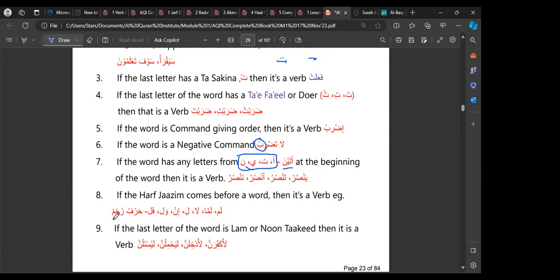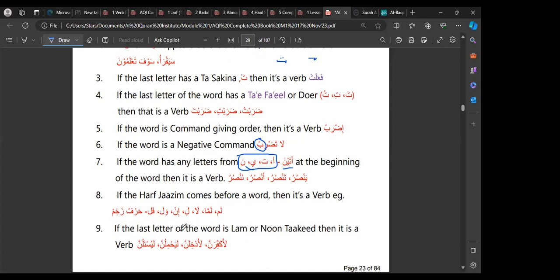For now, you don't need to memorize them. You'll see them come up as, again, the more we go through and analyze the Quran, you'll see them pop up and you'll learn it through practice. At the moment, just know, have in your short-term memory that these exist. Harf al-jazm will indicate a verb. And then lastly, number 9, if the last letter of the word is lam or noon ta'keed, then it is a verb. So this is for emphasis, lam or noon for emphasis.